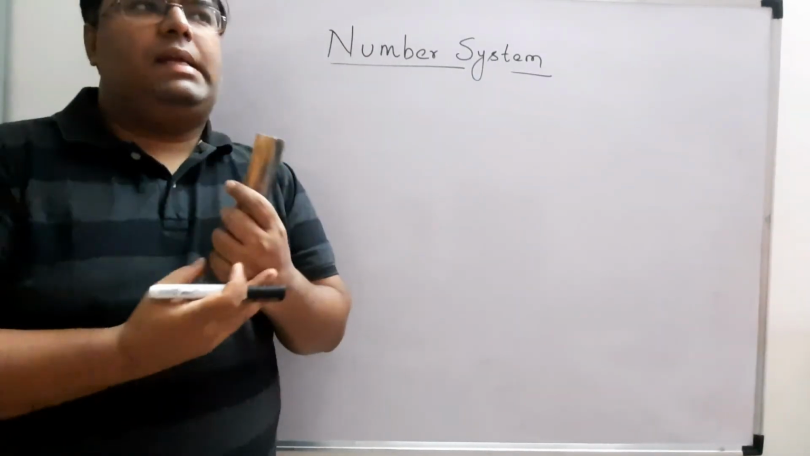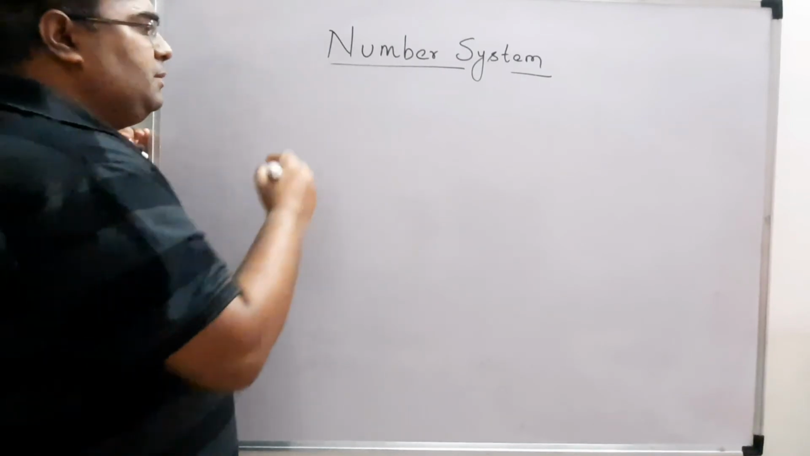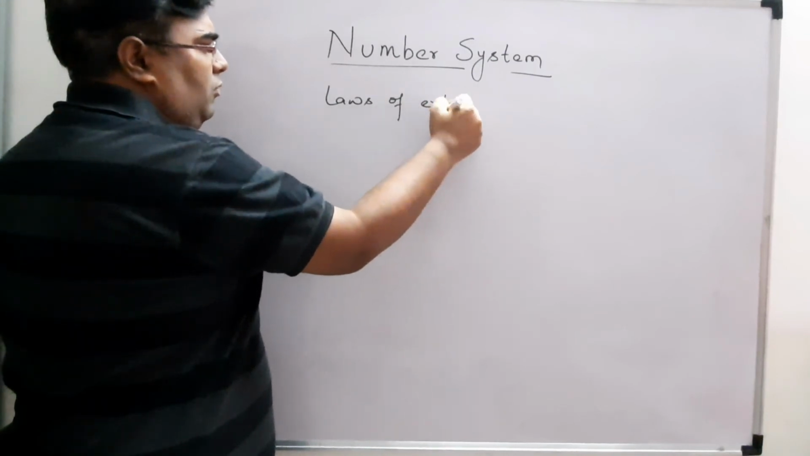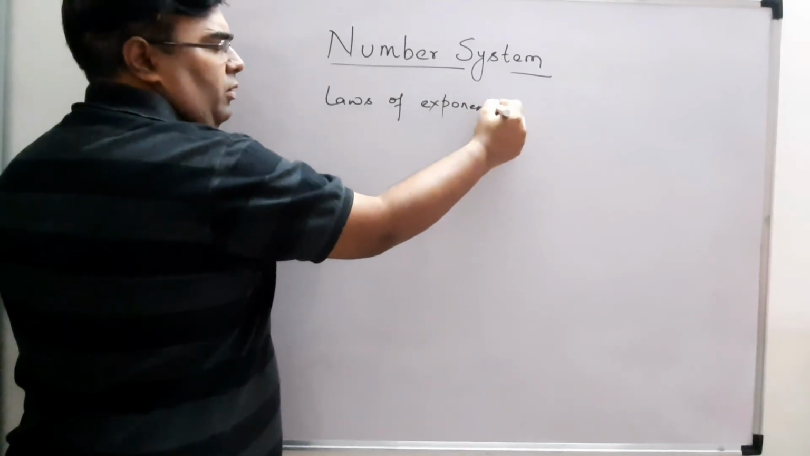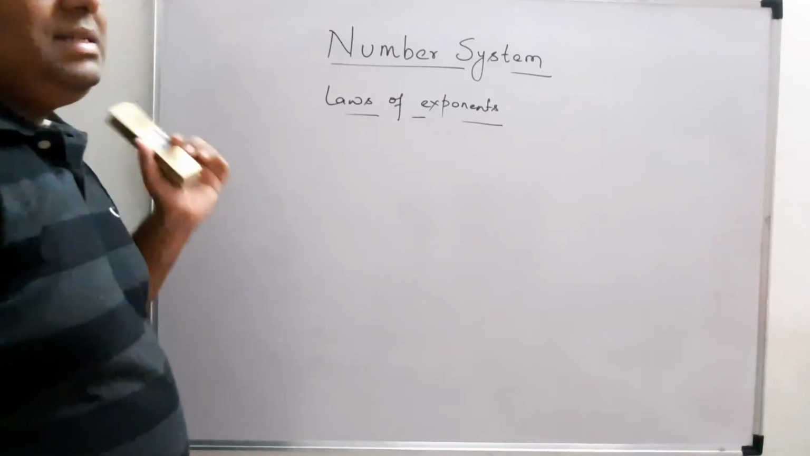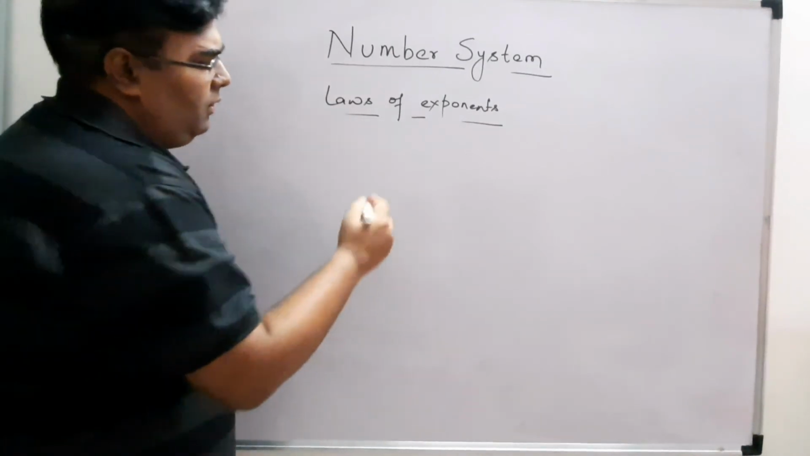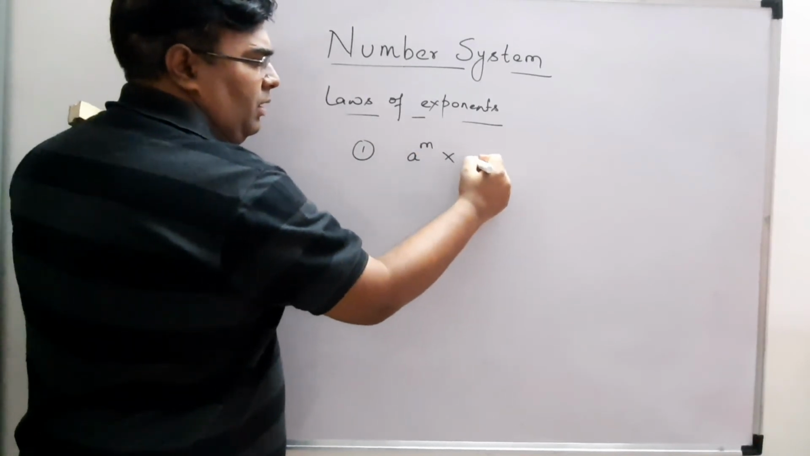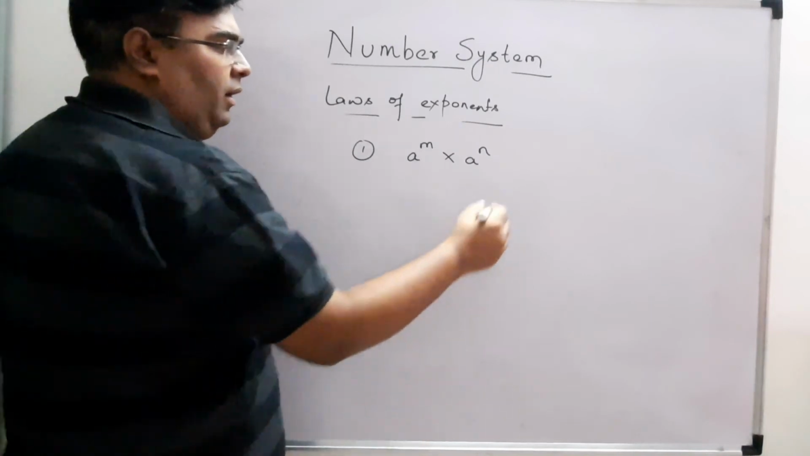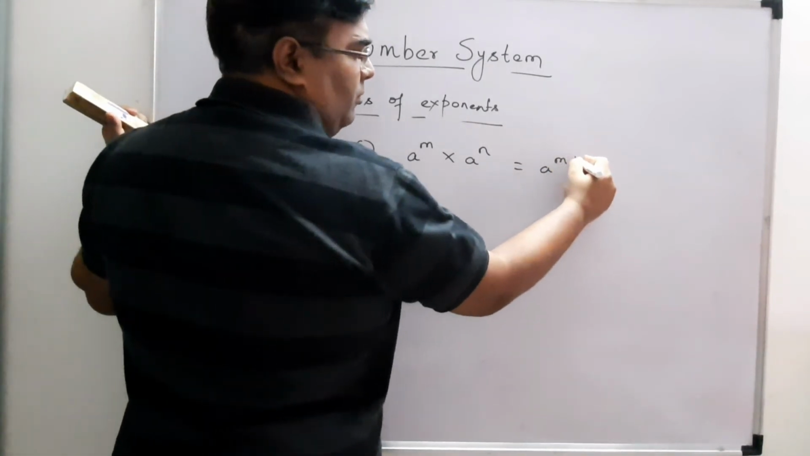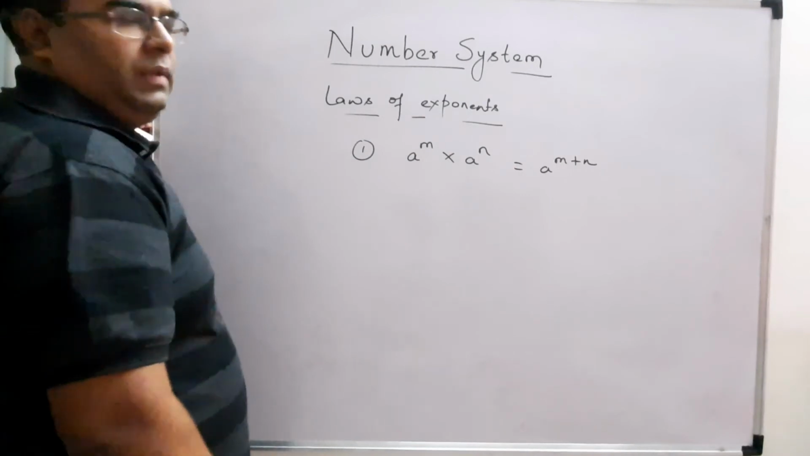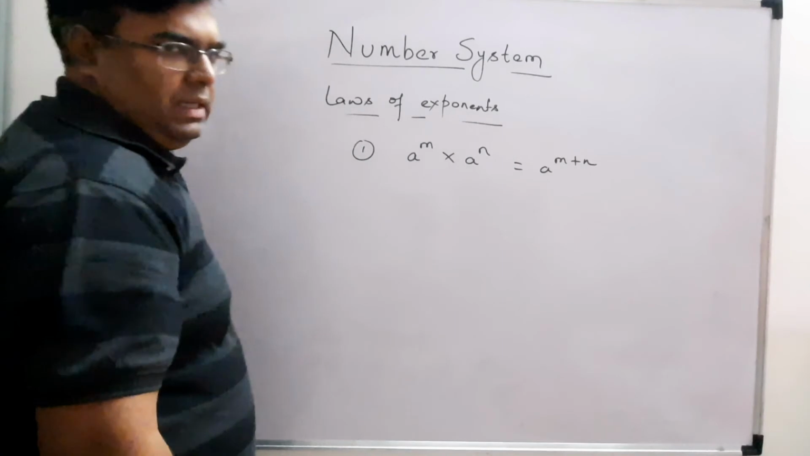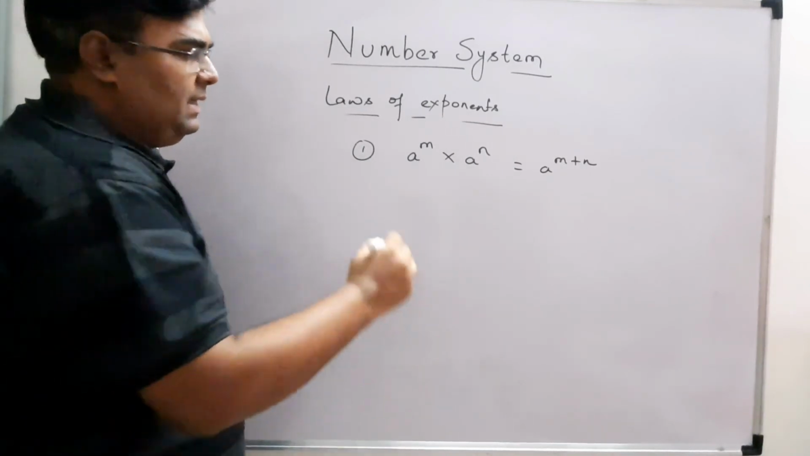Okay, now let us understand laws of exponents. Basically there are 7 laws. Okay, first is a raised to m multiply by a raised to n. It will give you what? If base is same and powers are different, what we do? We just add the powers keeping the base same.